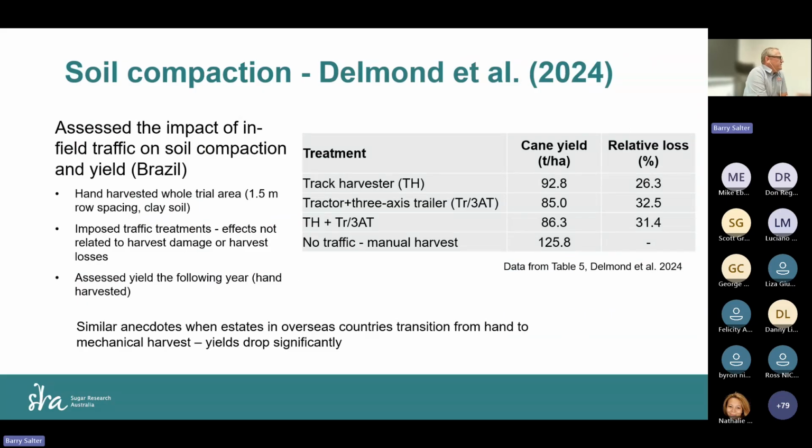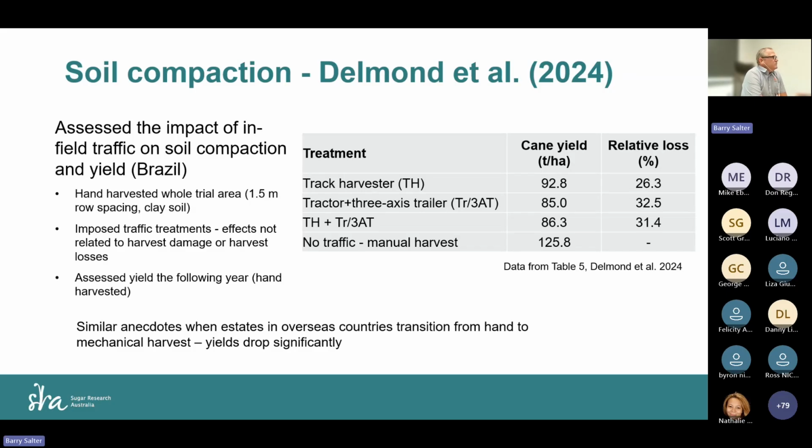So in preparation for this webinar, I managed to find some new work that's actually come out of Brazil. This is work done by Delman et al., which came out in 2024. What they were trying to do was assess the impact of field traffic on soil compaction and yield. And like I said, it was done in Brazil.